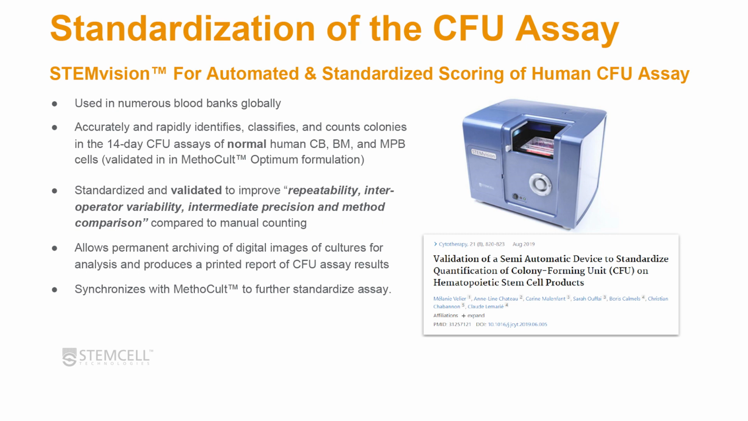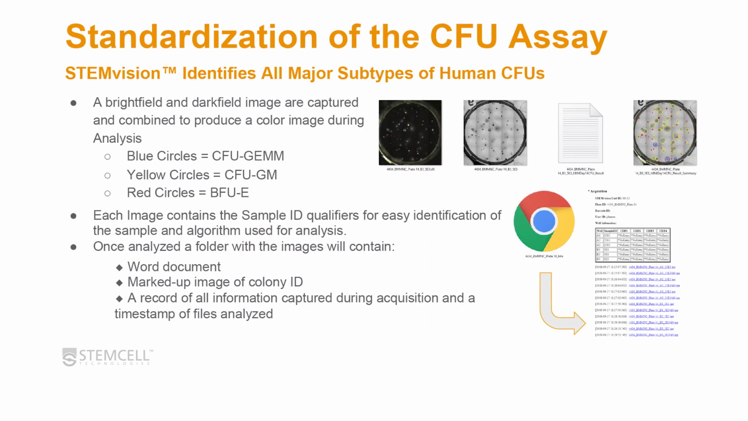The automated counting would improve repeatability, interoperator variability, and comparison of colony counts compared to what you would otherwise get with manual counting. The other thing you notice from the images is that it allows permanent archiving of very high quality digital images of cultures, so you can keep these for all time. Anyone who's ever done colony counting recognizes we otherwise do this on faith. And it's always hard to take pictures of these, because if you're not looking at the whole well, it doesn't give you the whole story. We've also helped standardize this by synchronizing it with other products, especially our MethoCult product.